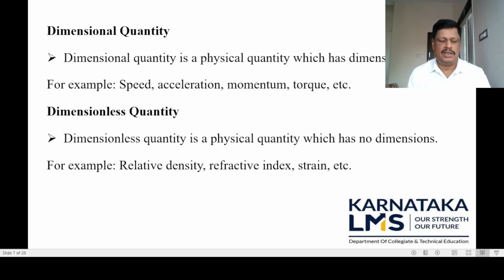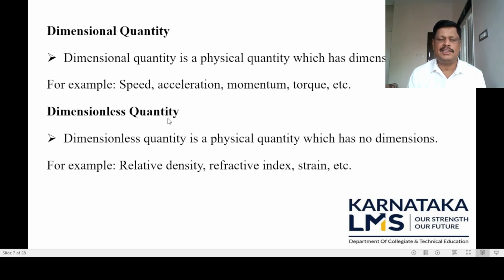Dimensional quantity. So there are some physical quantities having dimensions and some other physical quantities don't have dimensions. So dimensional quantity is a physical quantity which has dimensions. That means the physical quantities which are having dimensions are called dimensional physical quantities. For example, speed, velocity, acceleration, momentum, torque, energy, etc. These are all physical quantities having dimensions.